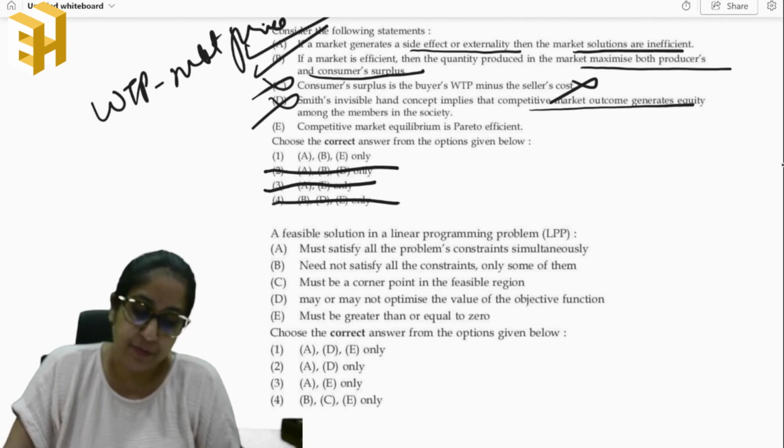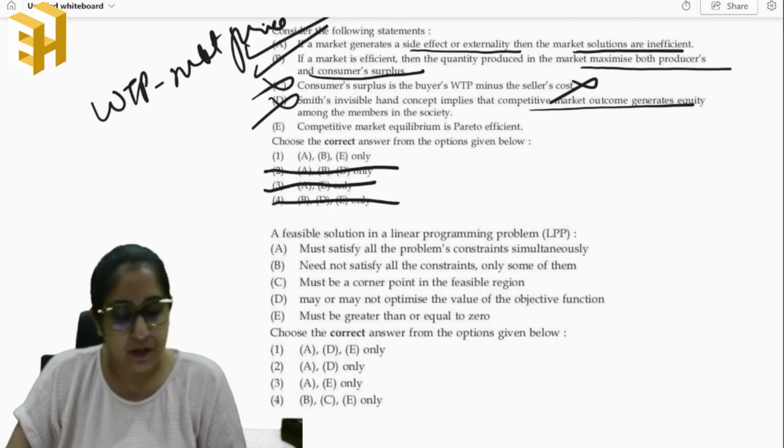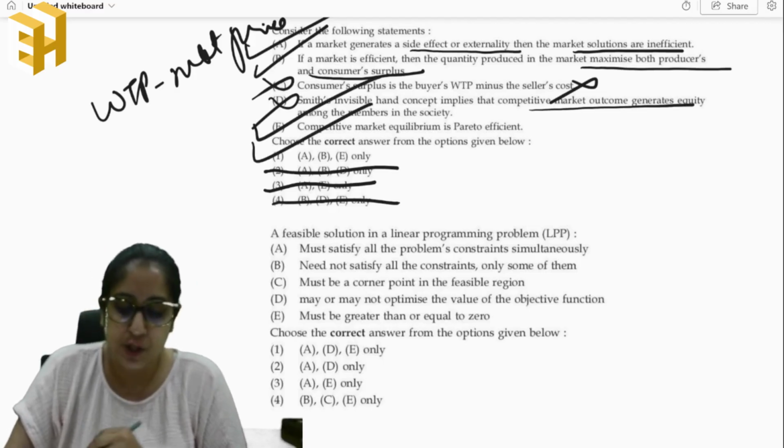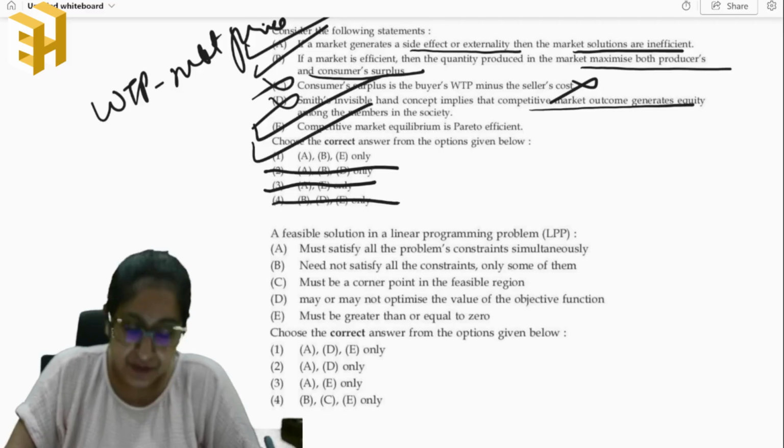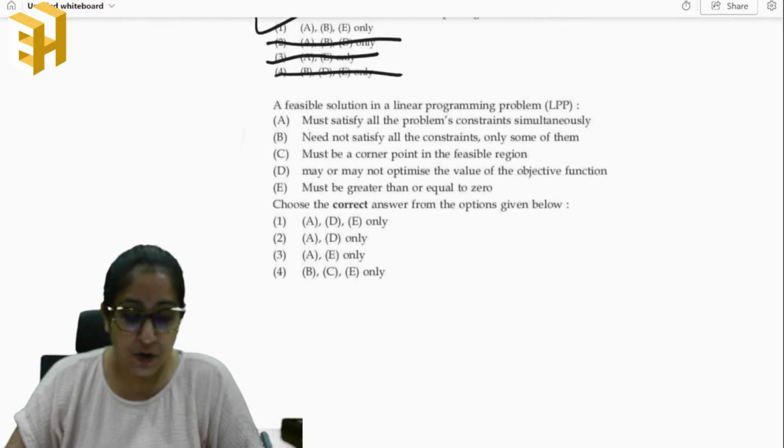Competitive market equilibrium is Pareto efficient? Yes, that is true. So option 1 is the right answer. Okay. Moving on to the last question.